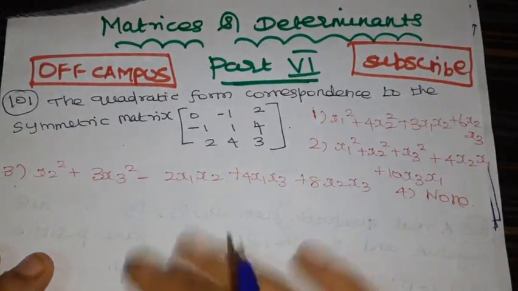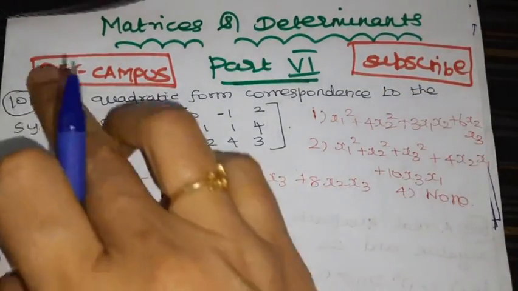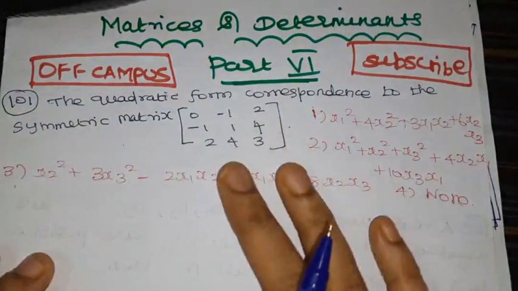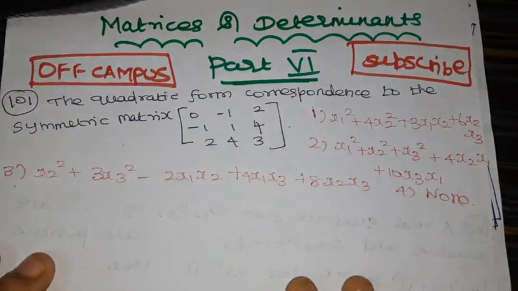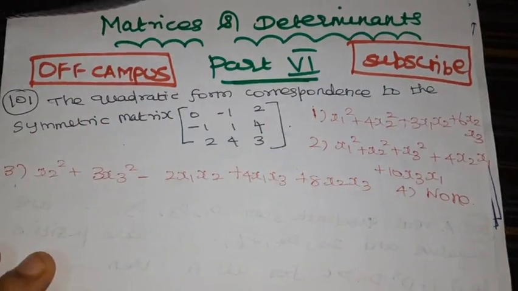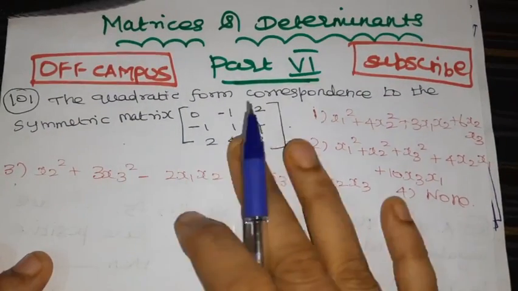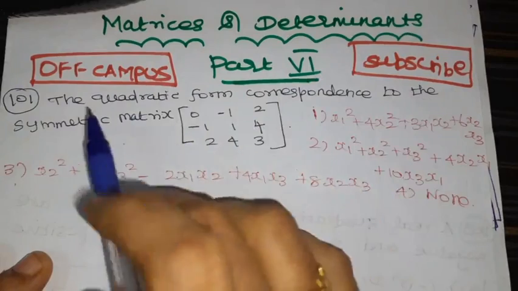In that part, as I said earlier, we have solved problems 1 to 100. In this video, we are going to see 101 to the remaining problems. Each part has 20 questions.